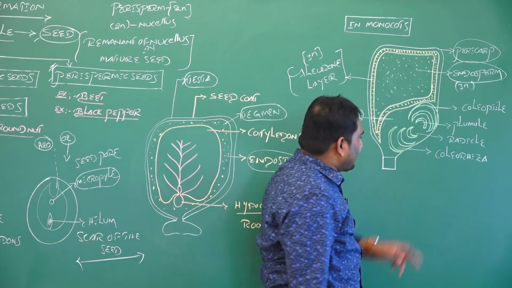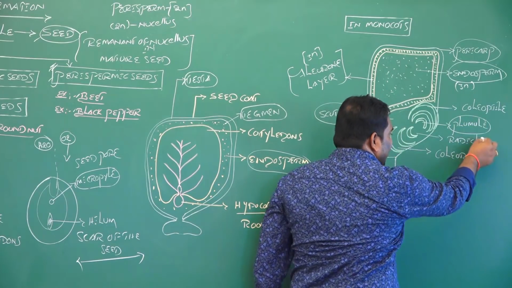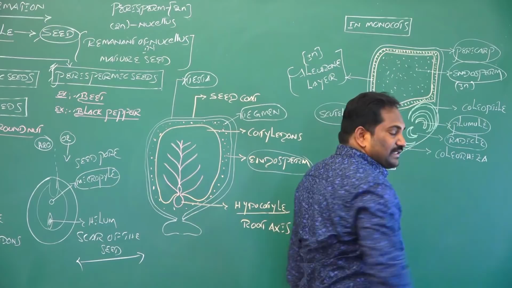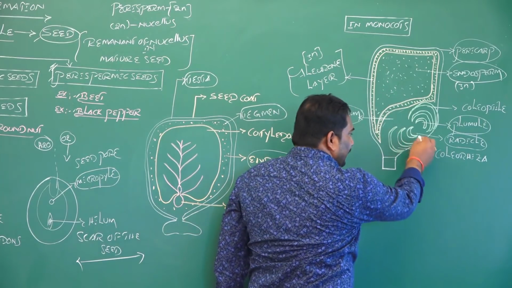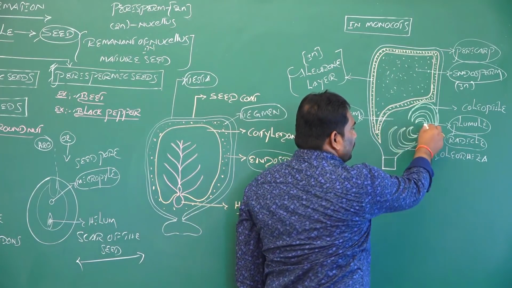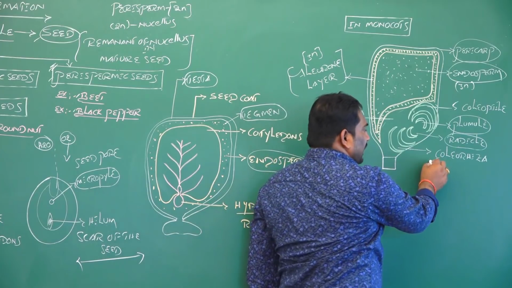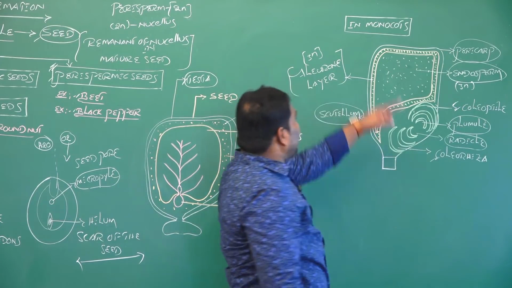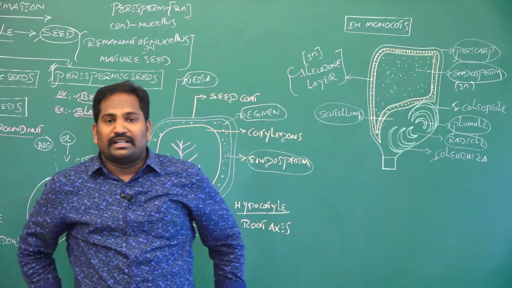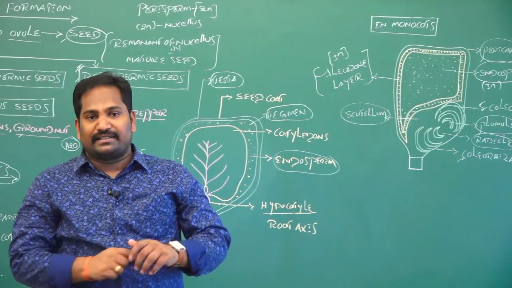And the embryonal axis has a plumule, which develops into the shoot system, and a radicle, which develops into the root system. In monocotyledons, the radicle is surrounded by a sheath called the coleorhiza, and the plumule is surrounded by a sheath called the coleoptile. The presence of coleorhiza and coleoptile is a characteristic feature of monocotyledons. This is the information about the structure of seeds.